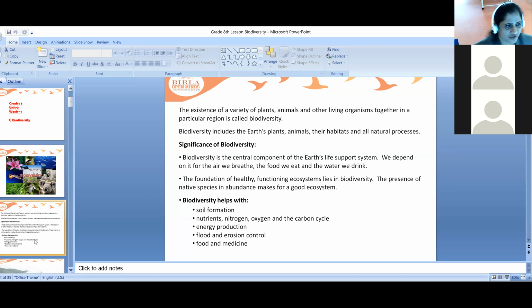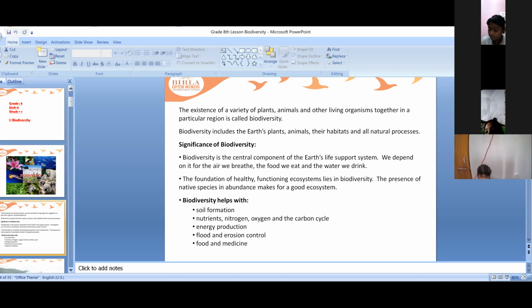So what is the significance of this biodiversity? What is the use of this? Biodiversity is a central component of the Earth's life support system because this Earth supports life. If you see the other planets, can you live on them? Can you go and live on Mars? Can you go and live on Jupiter? No, you can't. Why? Because there is no atmosphere. There is no air or oxygen to breathe, there is no living component over there.